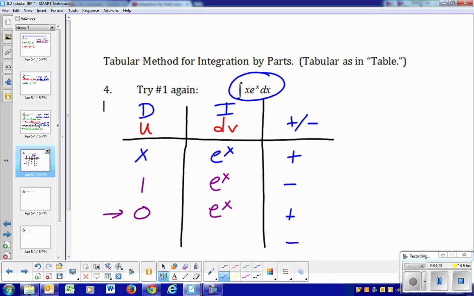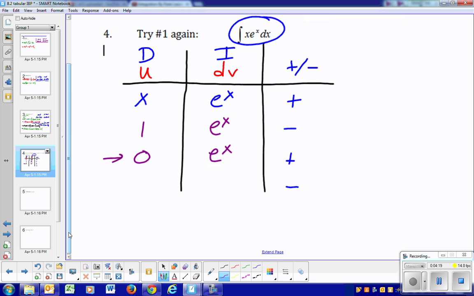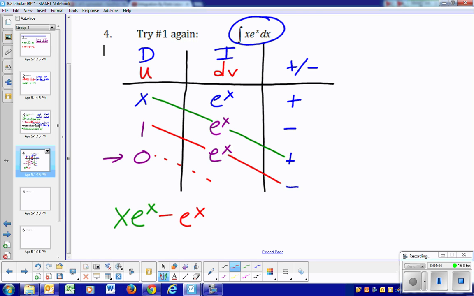Okay, and then the way that you use this table to find your answer is to read along diagonals. So you start in the upper left-hand corner, and you go across along a diagonal and multiply those elements. So that would be x, e to the x, and a positive 1, if you want to call it that. So that just stays as it is. And then the next diagonal I would have is this one, which is going to be minus e to the x. And when I get to the 0, anything that I multiplied with the 0 is going to be 0. That's how you know you're done.